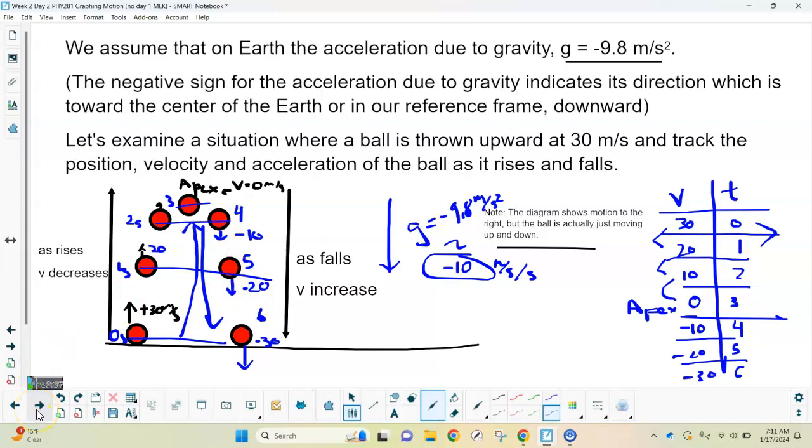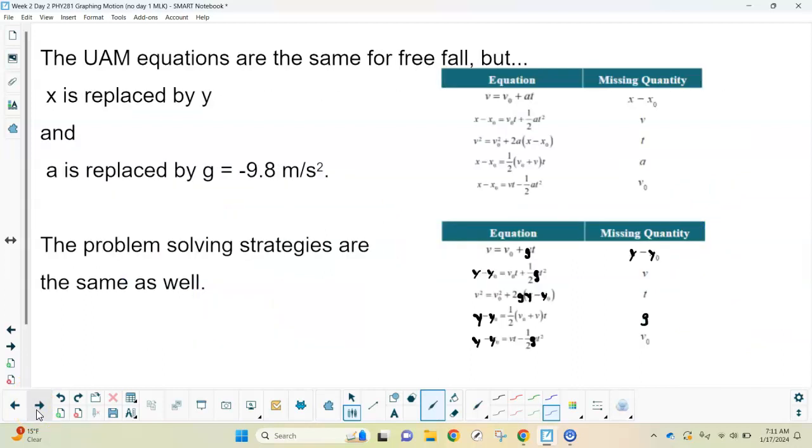Okay, so the uniform accelerated motion equations are exactly the same for free fall, but x is just replaced by y, and a is replaced by g, which is always on Earth, -9.8 meters per second squared. So I just replaced them here, so I just copied this down. So these are the equations we had in the beginning. All you're doing is replacing x's with y's and a's with g's, and you can see that there.